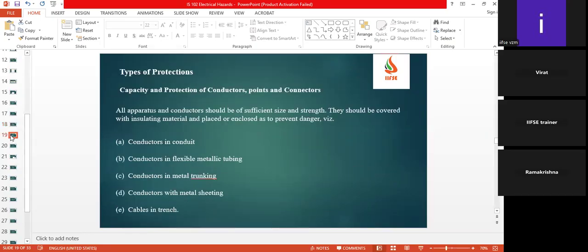Now we'll see the types of protection. When we say capacity and protection of conductors, points and connectors: conductors in conduit, which is nothing but an electrical cable. Conductor is nothing but the copper cable which you see inside the cable. Conductors in flexible metallic tubing, conductors in metal trunking, conductors in metal sheeting, cables in trench. These are the various ways we try to protect the conductors from damage. Even the bus bars are completely packed with aluminum sheeting.